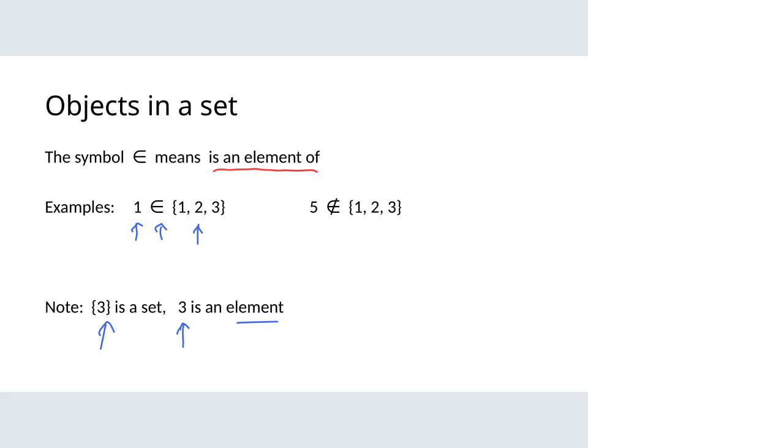Just like if we were going to say 4 is not equal to 7, we use equal to with a slash through it. We do the same thing with the element symbol. If we want to say 5 is not an element of the set {1, 2, 3}, since it's not in there, we use the element symbol with a slash through it.